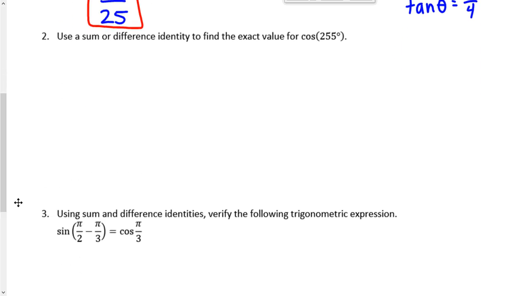Number 2 says use sum or difference identity to find the exact value of cosine 255. With it telling you to use sum or difference, that means 255 is not on the unit circle. We need to find two angles that either add to 255 or subtract to 255. 135, 120? Okay, 210 and what? 45. There's another one. You can use 225 and 30. You can use a bunch of different ones.